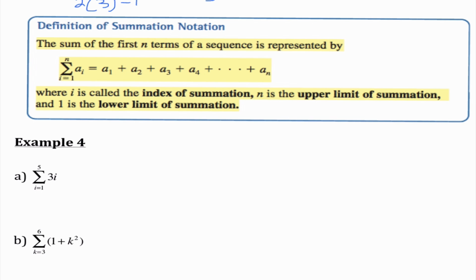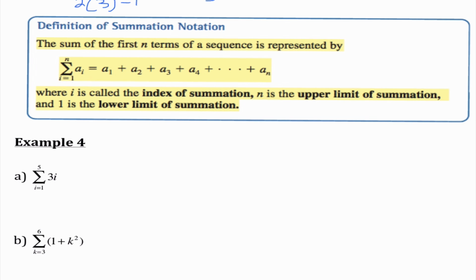So the sum of the first n terms of a sequence is represented by the sum of a sub i, where i equals 1 to n. i is called the index of summation. This could be any variable. We'll often see i there, but if we see n or j or something, we don't need to worry. The important part is this number here. That's our lowest number, the lower limit of summation.